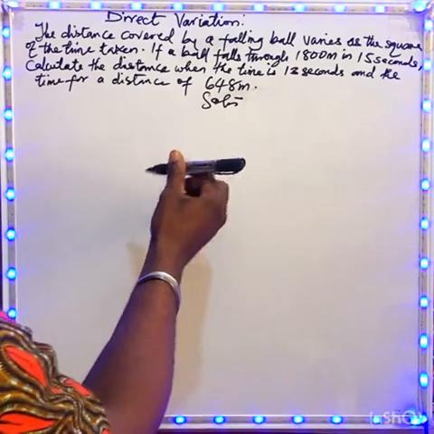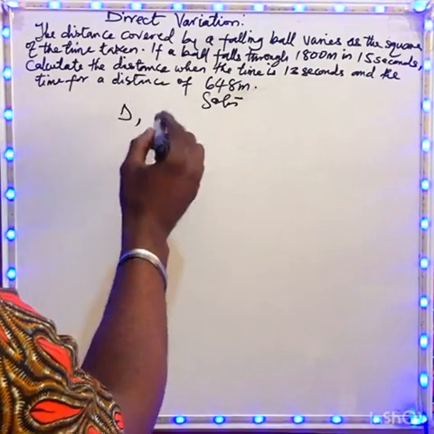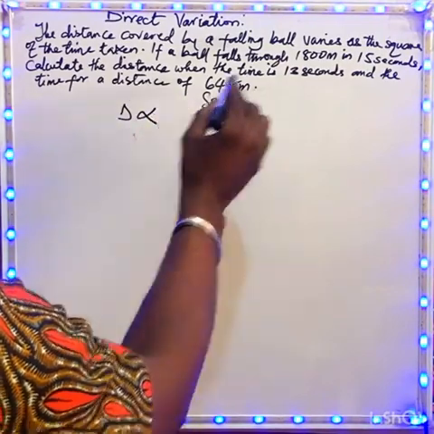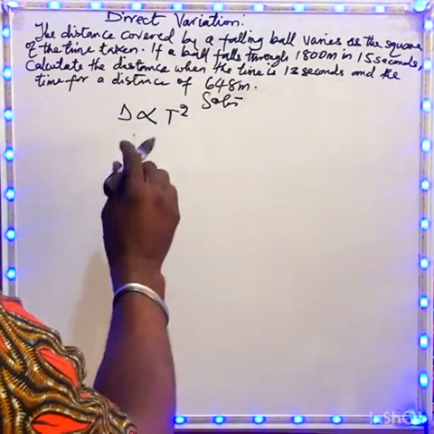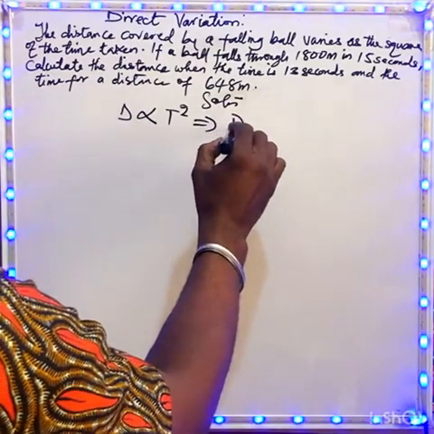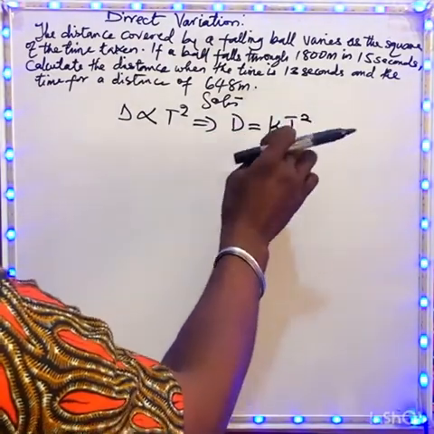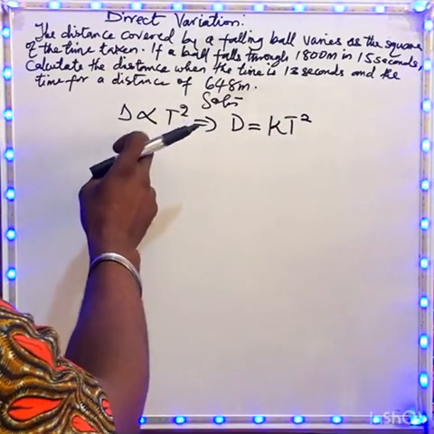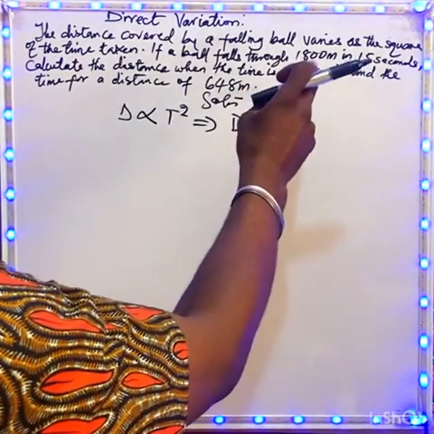Now we have a distance d. They say that it varies directly as the square of the time, that's d is proportional to t squared. So in other words, d is equal to k t squared. You introduce the sign of constant, and remove the sign of proportionality.